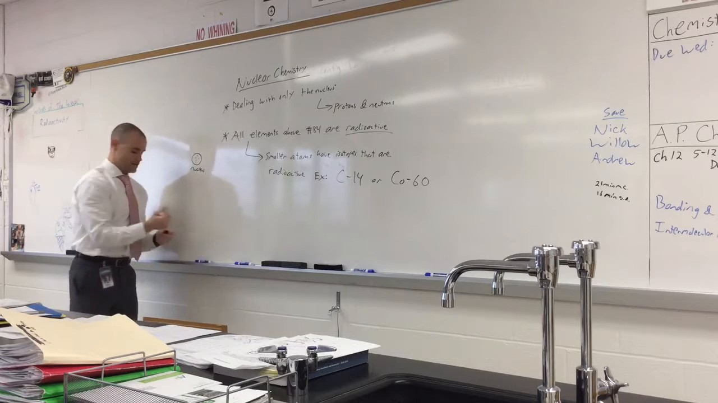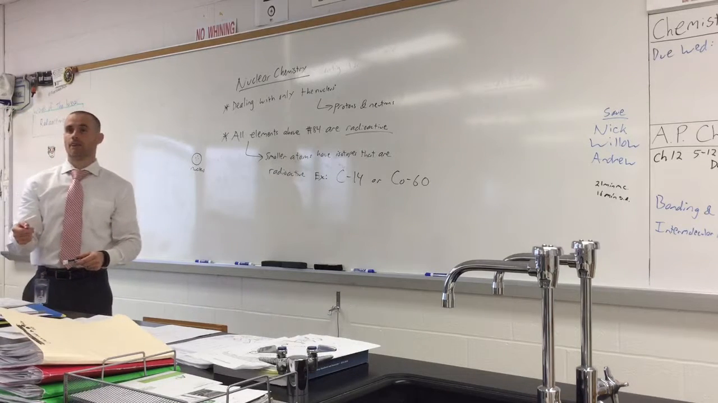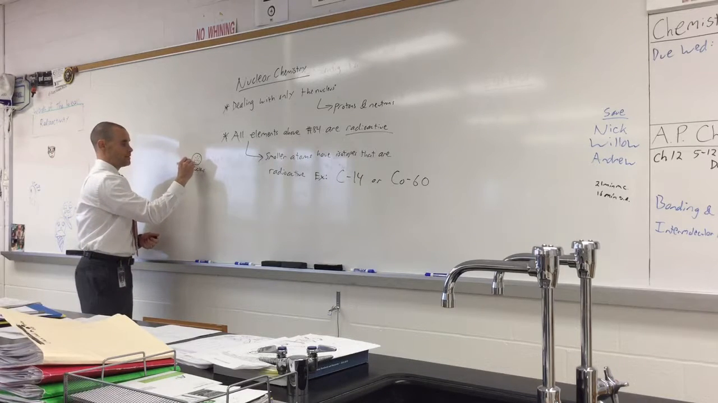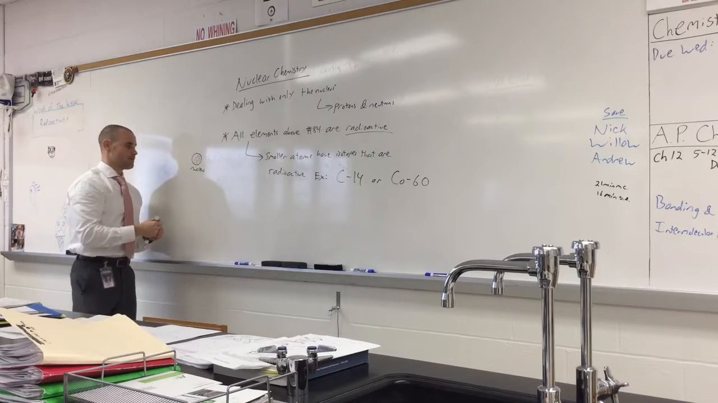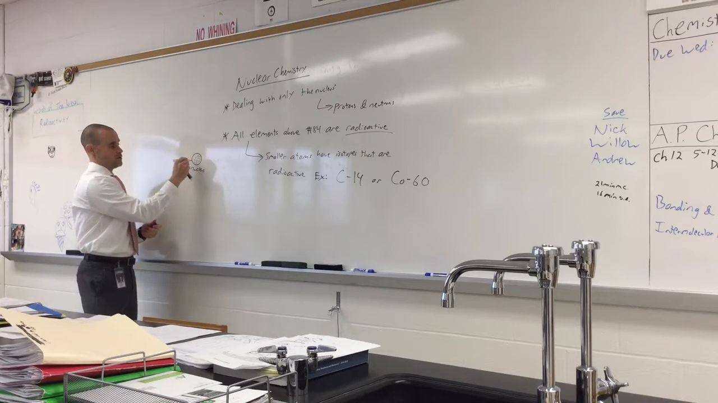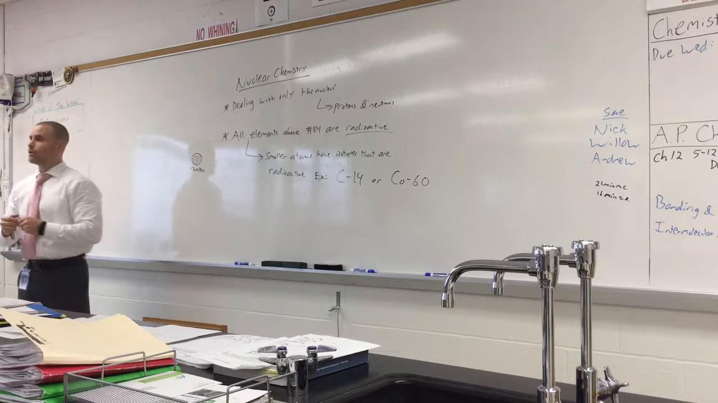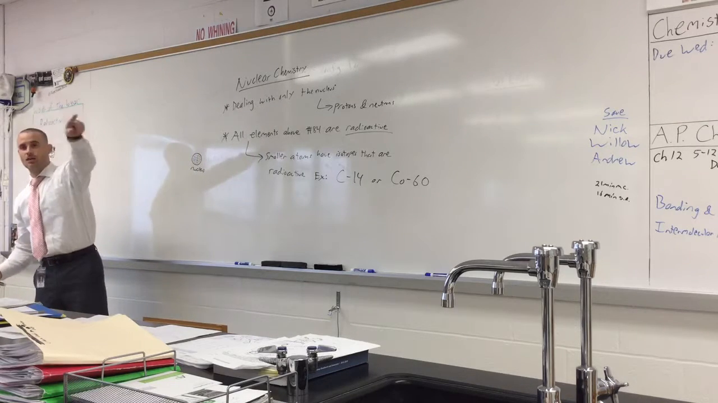Okay. Let's skip ahead, something larger. Let's go to argon. How many protons? 18. 1, 2, 3, 4, 5, 6, 7, 8, 9, 10, 11, 12, 13, 14, 15, 16, 17, 18. How many neutrons? 22. So 1, 2, 3, 4, 5, 6, 7, 8, 9, 10, 11, 12, 13, 14, 15, 16, 17, 18, 19, 20, 22.